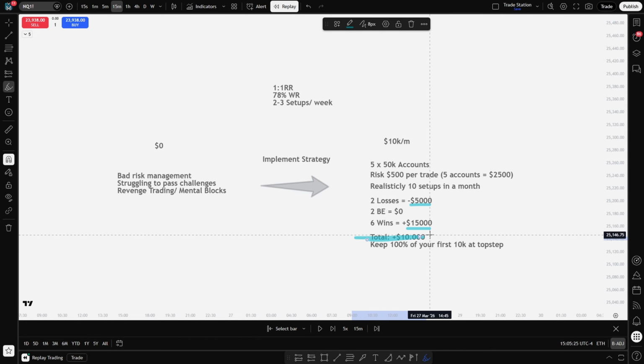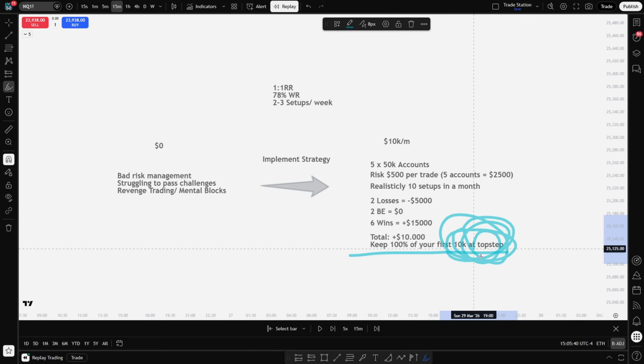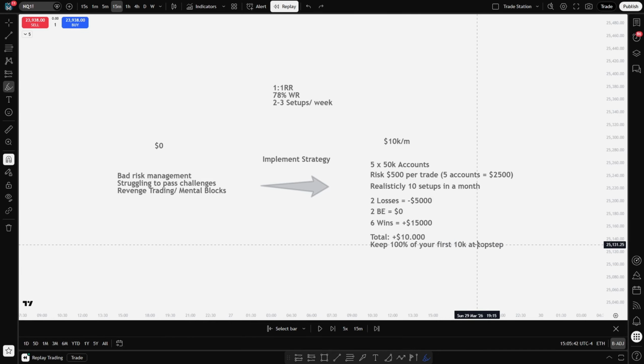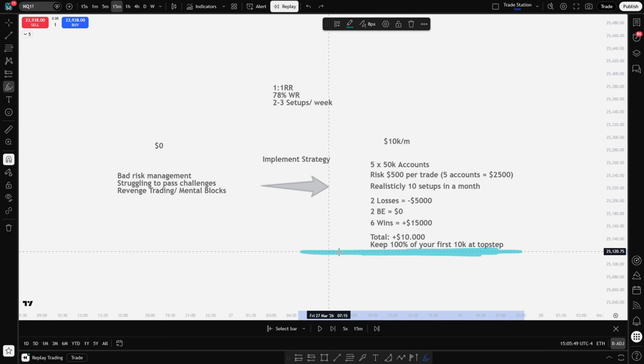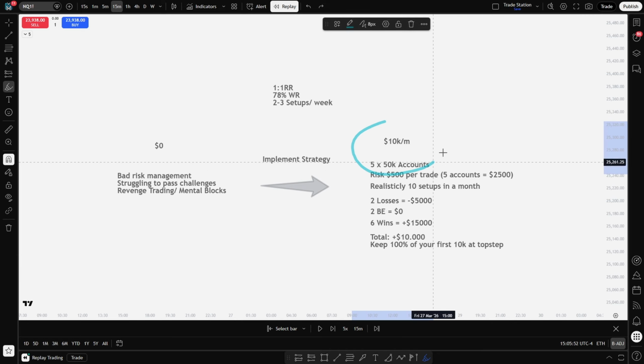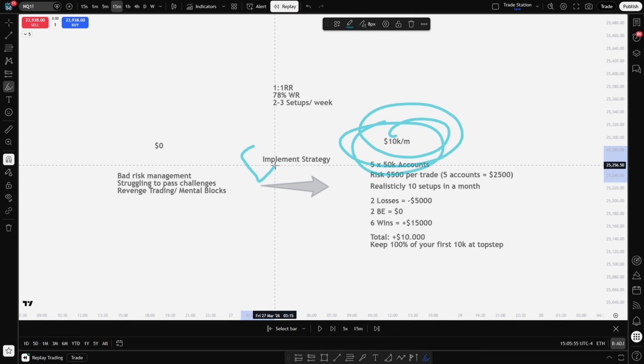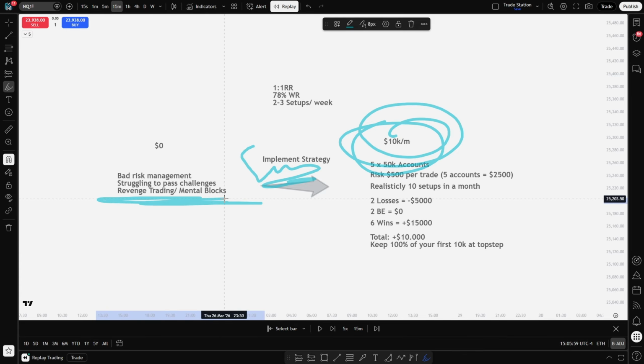And you'll be like, oh, profit split, this, that. But if you go to Top Step, you keep 100% of your first 10K at Top Step. So your first payout up to 10K, you keep 100% of that. I'm not affiliated, not promoting Top Step. I'm just saying it is a pretty good program, has been around for years and years on end. And you keep 100% of your first 10K across all your accounts. This is how you can get to 10K a month, by simply implementing this strategy, following it to a T. Don't interfere. Don't let your mental blocks interfere. And you will pass challenges and you will get to 10K a month eventually.